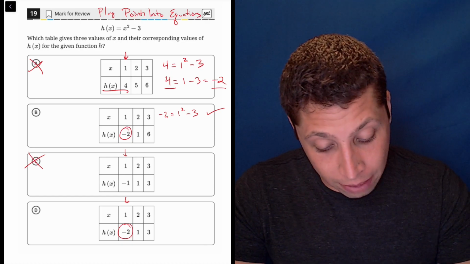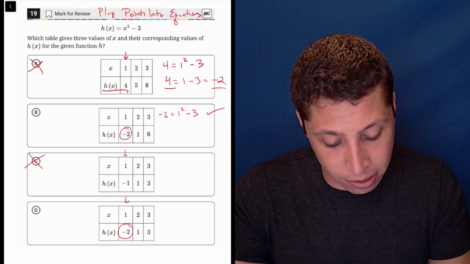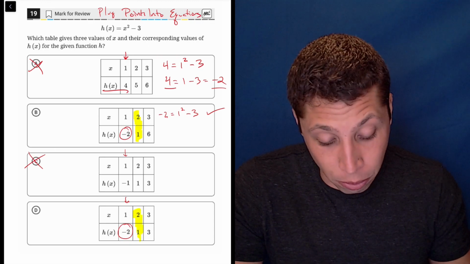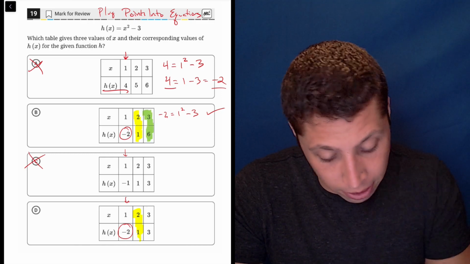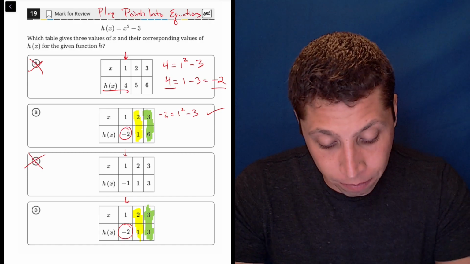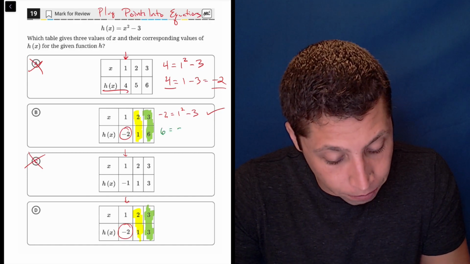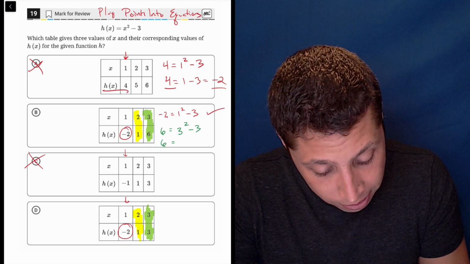Now, what's different? This is where you got to be clever. If I tried the 2 point, that wouldn't do me any good because 2 and 1 are the same in both of the choices. So we got to go somewhere else. Let's go to the last line of each of these. What happens when I plug in 3? If we did 3 for x, we should get 6 in choice B. So that's 3 squared minus 3. So that is true. 6 equals 9 minus 3.